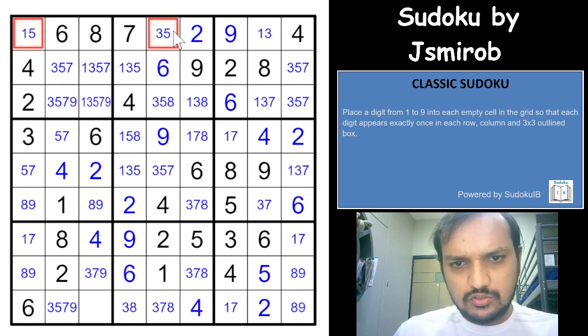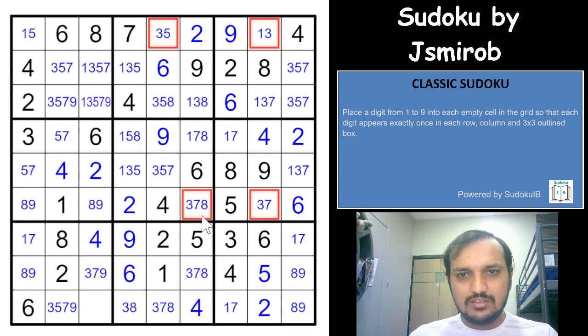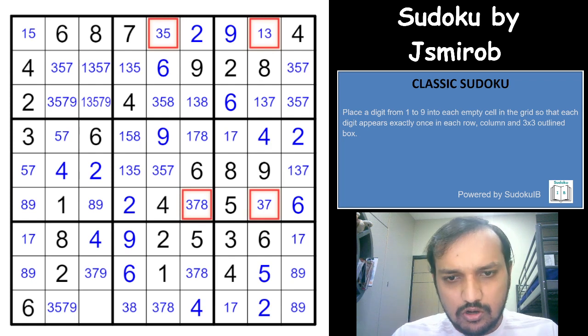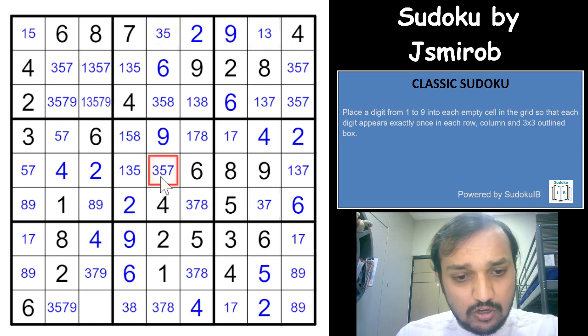Five is in one of these two cells. Or maybe 3 is in one of these two cells. 3 is in one of these two cells. Oh, again you got a skyscraper of 3. Wow. I got a second skyscraper, the skyscraper of 3 here. So this cell cannot be a 3.